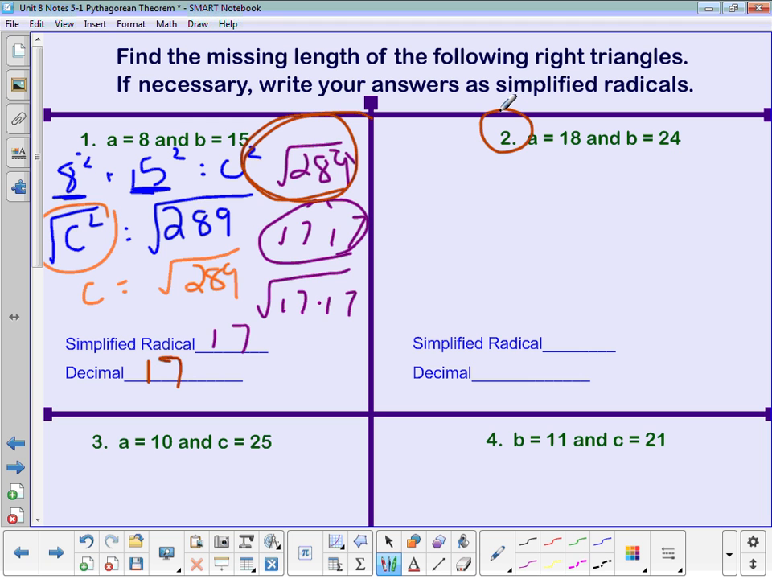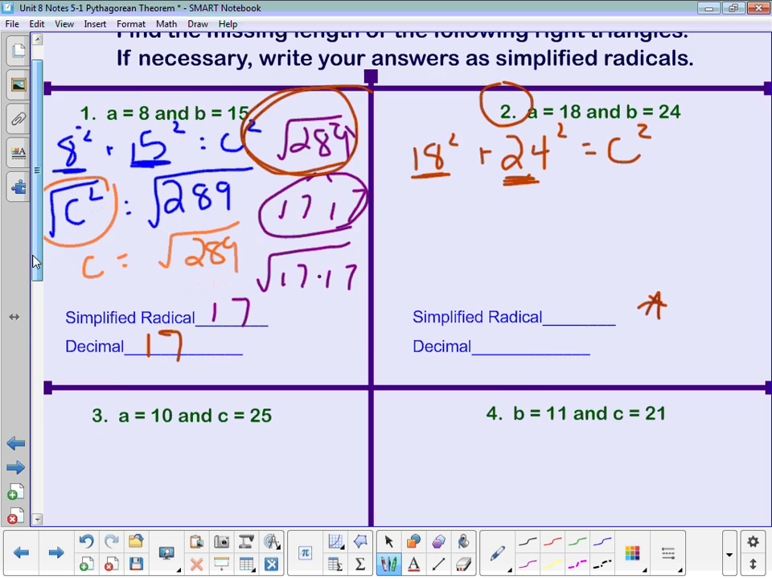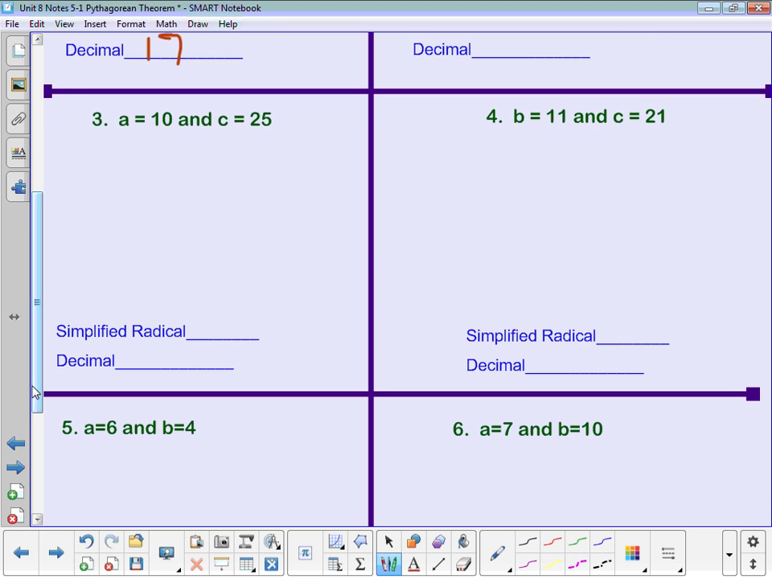I want you guys to try number 2 on your own. You should end up getting a perfect square again. So what I'm going to do is just get it set up for you. So you have 18 squared plus 24 squared is equal to c squared. So I want you to go ahead and solve this. Take that squared, add them together, and then take the square root of it, and it should be a whole number here. Okay, you should have a whole number. Next, let's take a look at number 3.